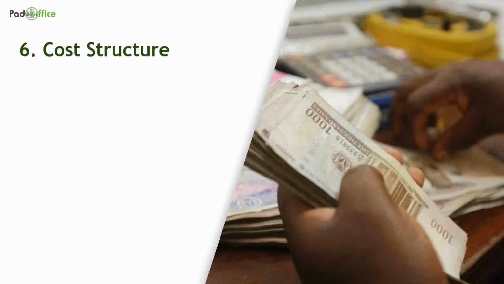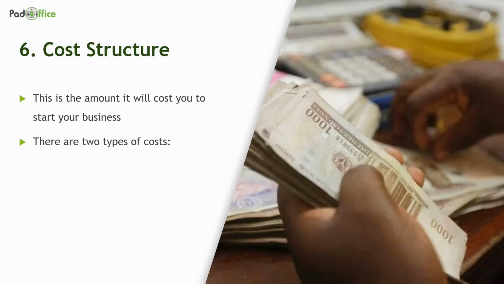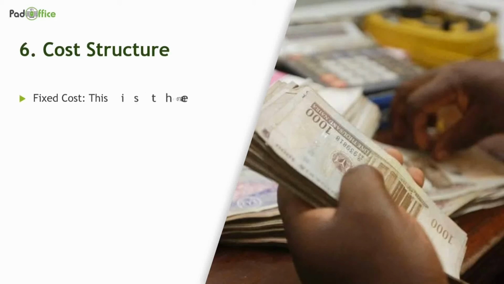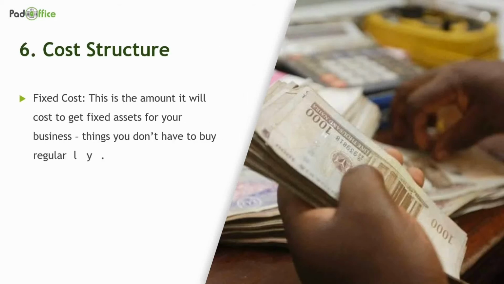Number 6, cost structure. This is the amount it will cost you to start your business. There are two types of costs. Number 1, fixed cost. Number 2, operating cost. Let's look at fixed cost. This is the amount it will cost to get fixed assets for your business, which means things you don't have to buy regularly.